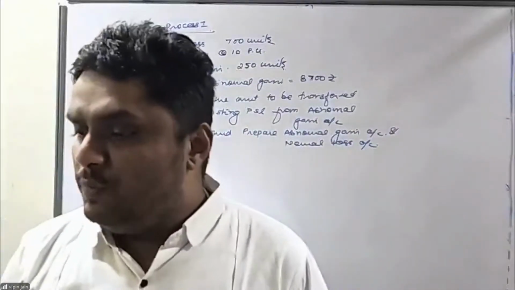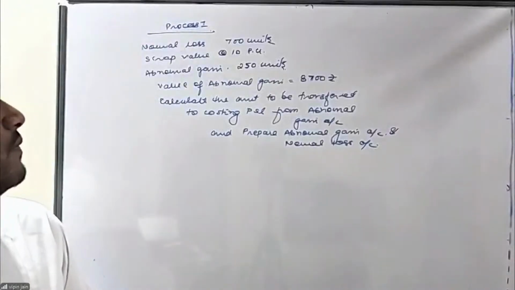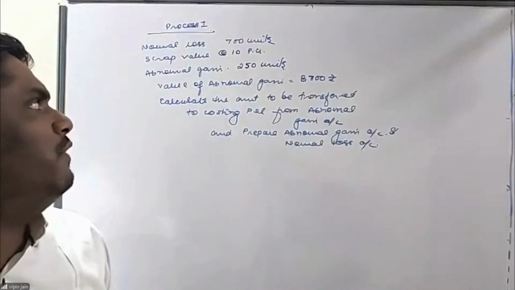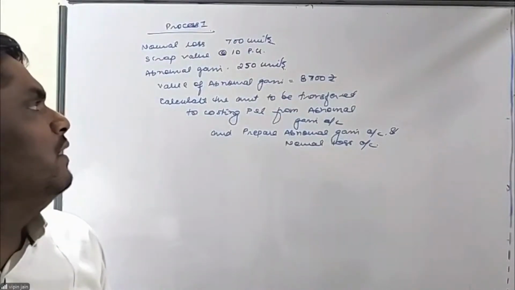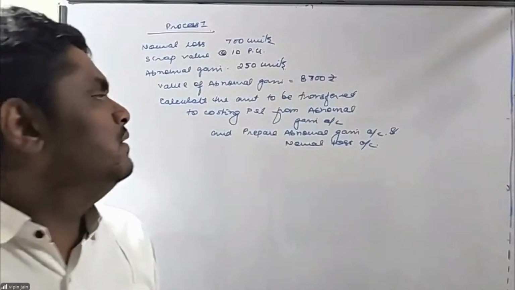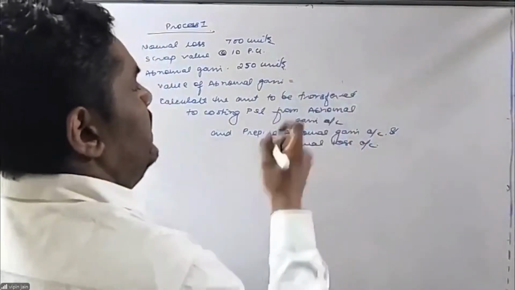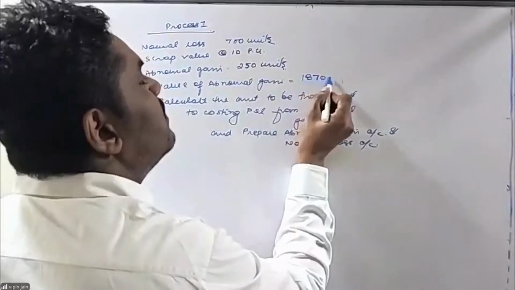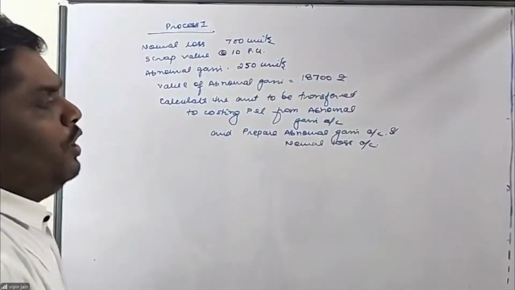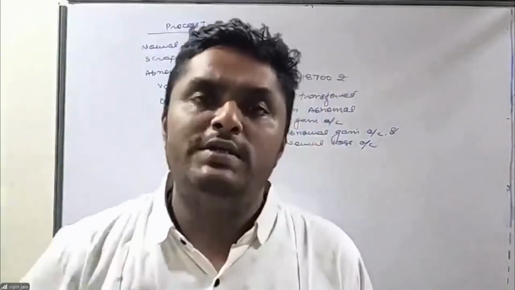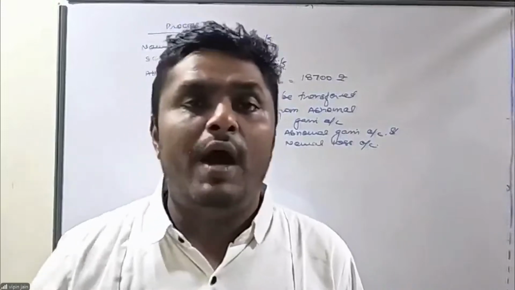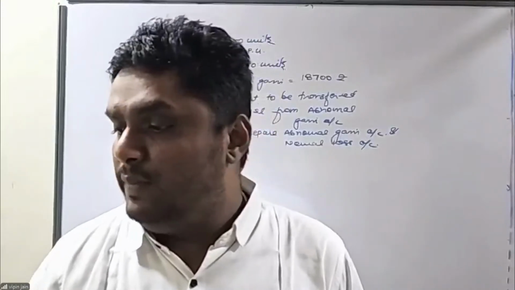So I request you guys to please post the answer, wherein the normal loss is 700 units and the scrap value realized on sale of normal loss is at the rate 10. The abnormal gain is 250 units and the value of abnormal gain is 18,700 rupees. You are required to prepare abnormal gain and normal loss account, and further you guys have to post the answers like what will be the amount that will be transferred to costing P&L.